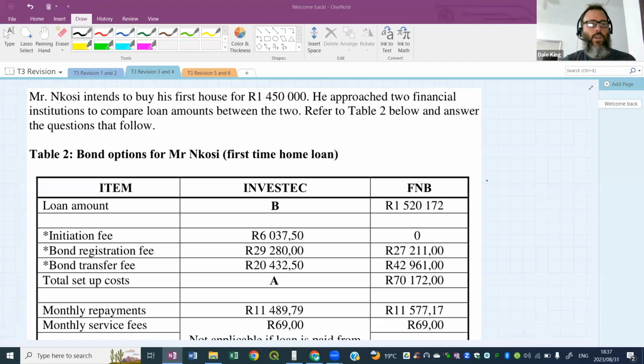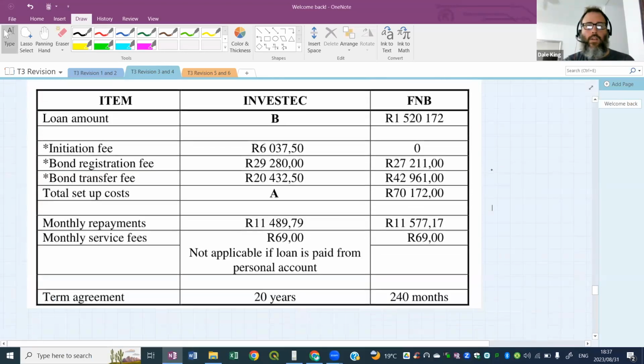Okay, so here we go. Mr. Nkosi intends to buy his first home for 1.45 million. He approached two financial institutions to compare loan amounts between the two. Refer to table 2 below and answer the questions that follow. So there we go, table 2, bond options for Mr. Nkosi, who's a first-time home loan buyer. We've got Investec and FNB.